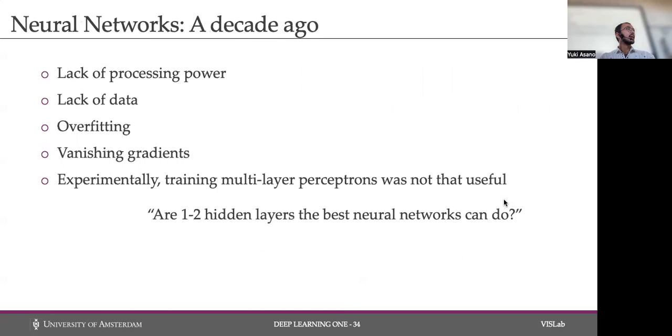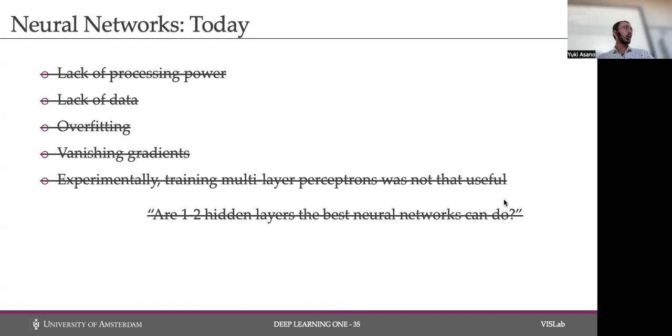A decade ago, these neural networks did not have much data that you could train these things on. They were prone to overfitting because there wasn't a lot of data. The networks, because you have a lot of weights, could learn the data by heart, which means they didn't learn anything in particular except the training data. So they wouldn't perform well on testing data. So it wasn't all that rosy back then, but now all of these problems, at least these problems, are solved for now.